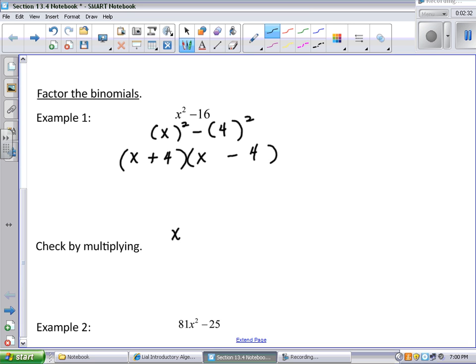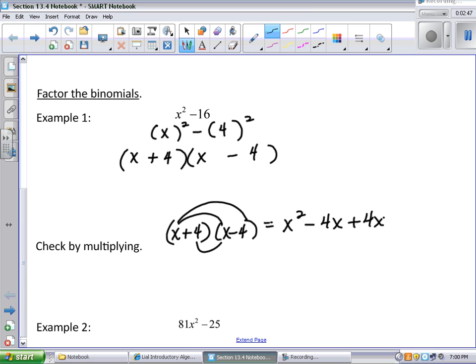If I check by multiplying, x plus 4 times x minus 4. X times x is x squared. X times minus 4 is minus 4x. 4 times x is plus 4x. And 4 times negative 4 is negative 16. And our middle terms do indeed cancel each other out. X squared minus 16, that checks. That was the original binomial that we were factoring.